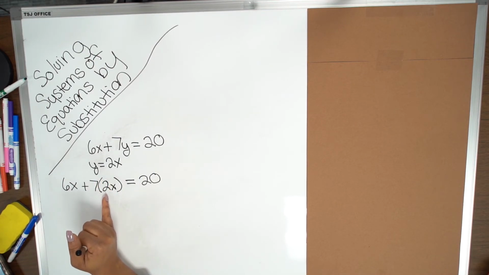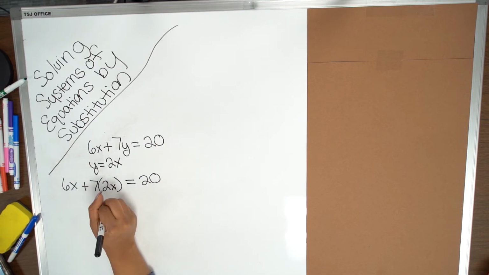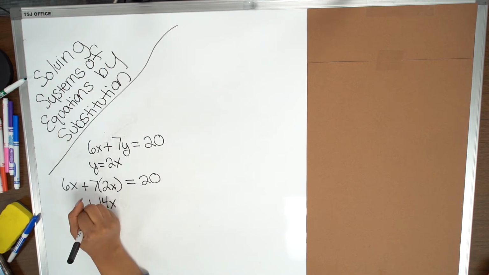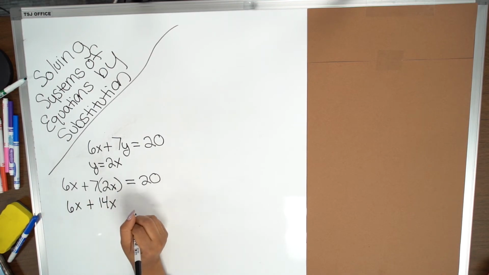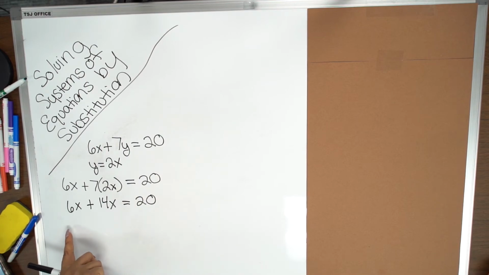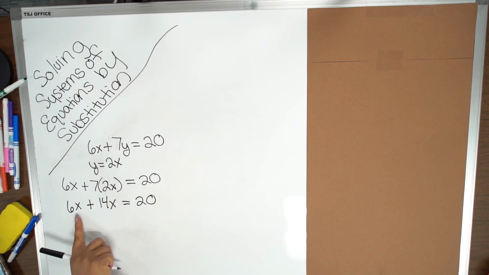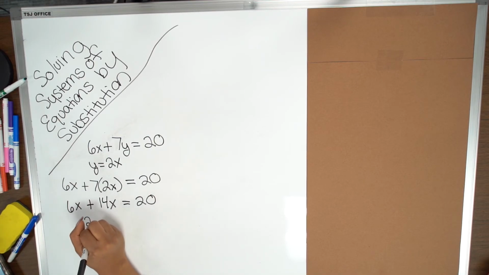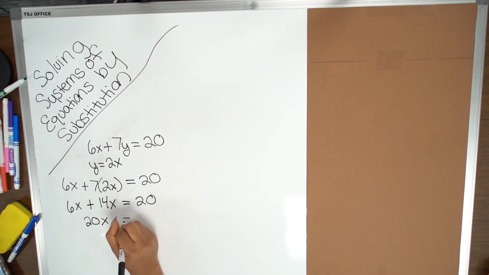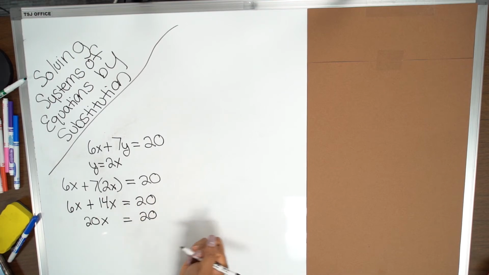So we have a number beside a parentheses, so we know that's distributive property. So 7 times 2x is 14x, because 7 times 2 is 14. And we have the x. Bring this 6x down, equals 20. Okay? So we're simplifying at this point, and we know that these are the same variables, so we can combine them. So 6 plus 14 is 20x equals 20. We're just bringing it down.